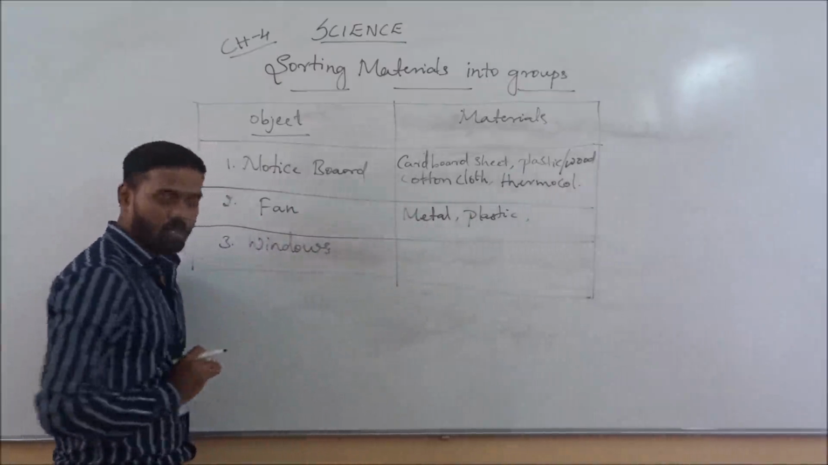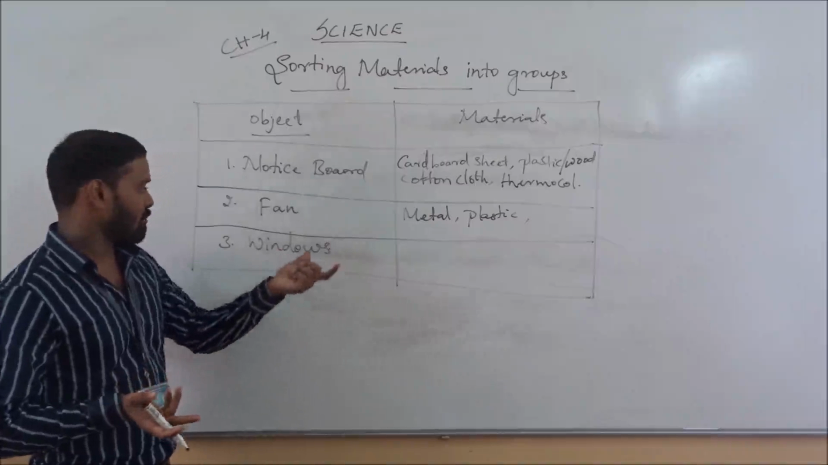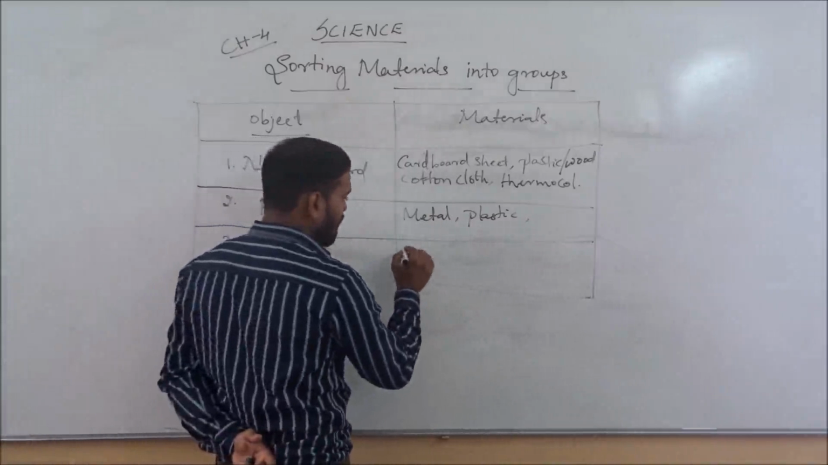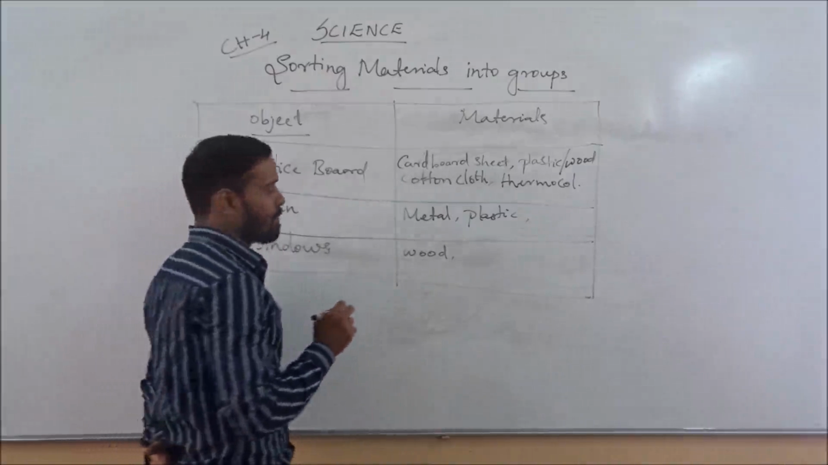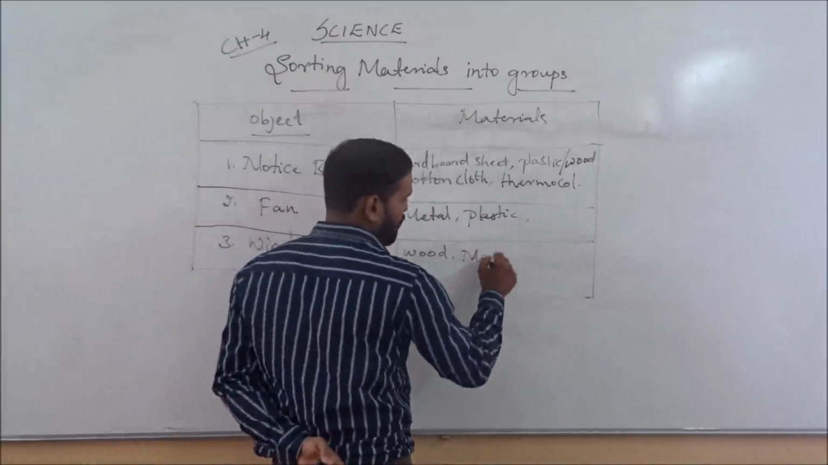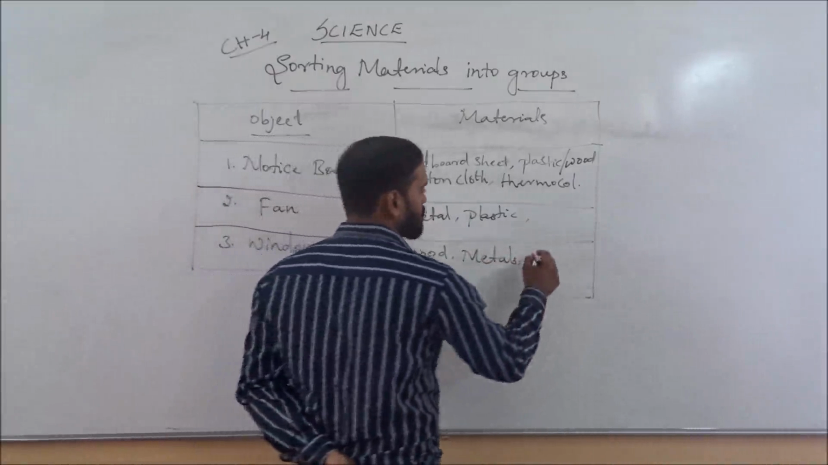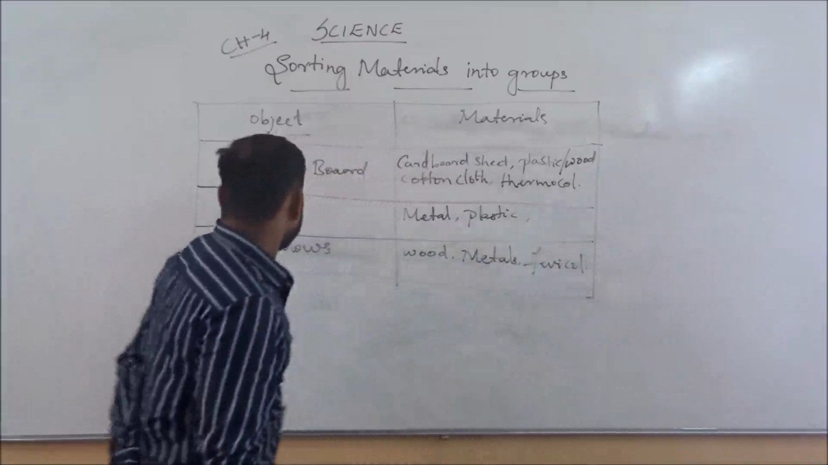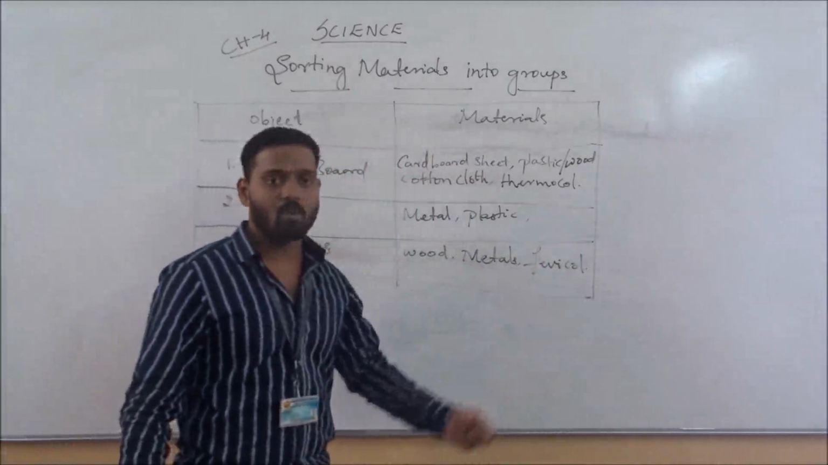If you take windows, there are a variety of kinds of windows. Suppose you want to see wooden windows, what are the things they are using? They are using wood. Okay, and nails are made of metal. And they might have used Fevicol. So windows are made of wood, metals, Fevicol, etc.